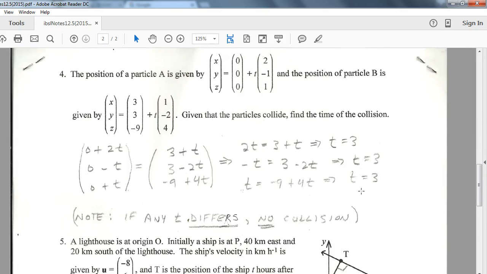All right, number 4. Again, we're still in some similar ideas here, but now we're dealing with three dimensions. We have the position of particle A, which you can see is starting basically at the origin, and then the position of particle B starting somewhere else with a different velocity vector that we see here. Given that they collide, meaning they do have a point of intersection, find the time of collision.